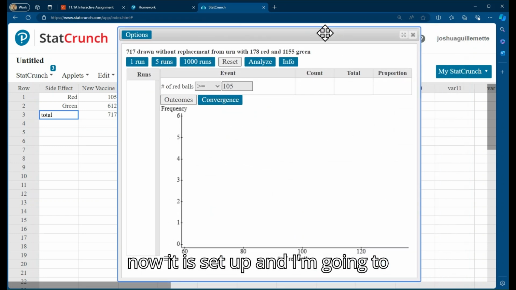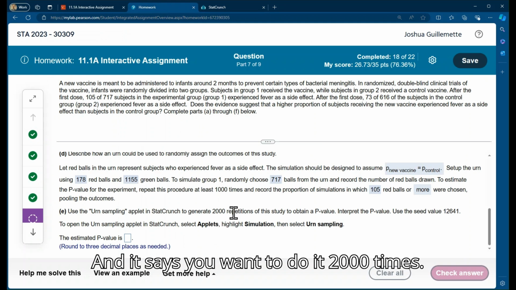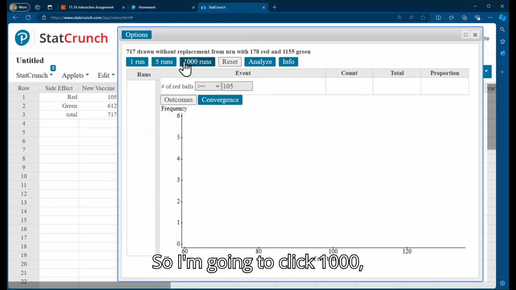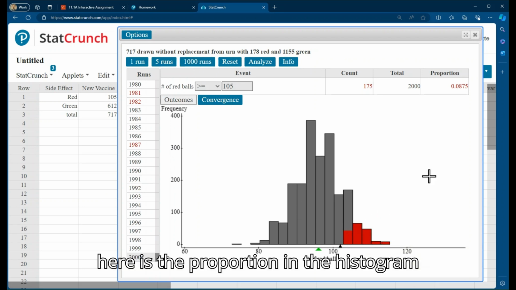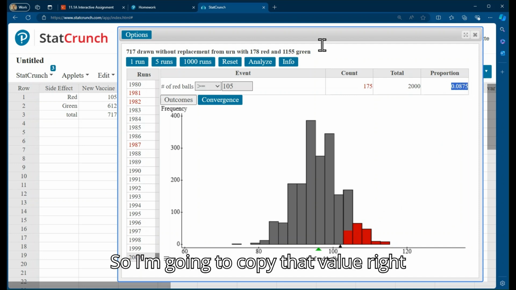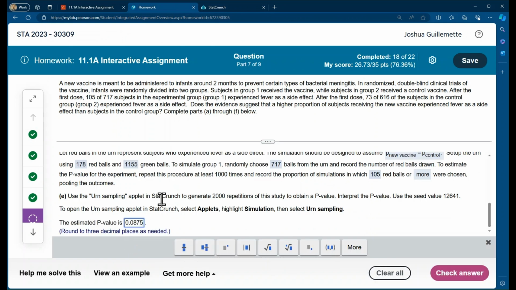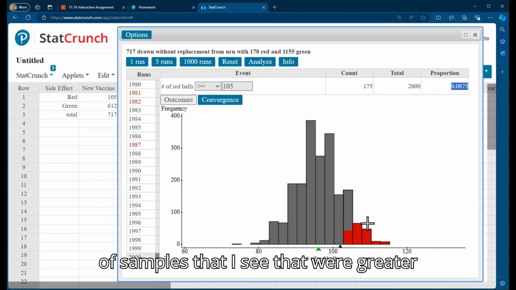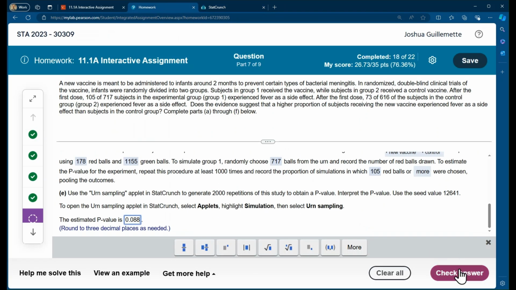And so now it is set up. I'm going to go ahead and make this a little bigger. And it says you want to do it 2,000 times, so I'm going to click 1,000, 2,000 runs. You can see here is the proportion in the histogram, and it is about 8%, almost 9. So I'm going to copy that value right there. And that is my p-value. My estimated p-value is that proportion of samples that I see that were greater than or equal to 105. Okay? And I check my answer.